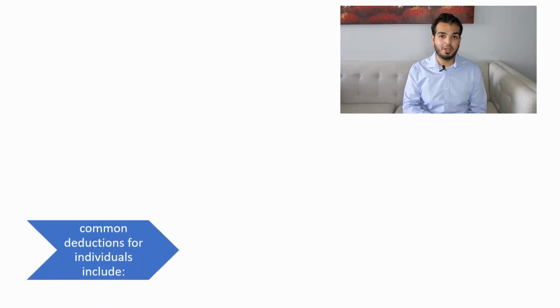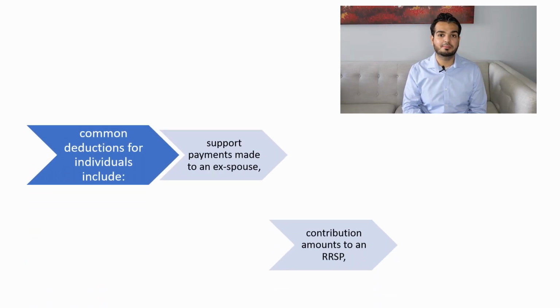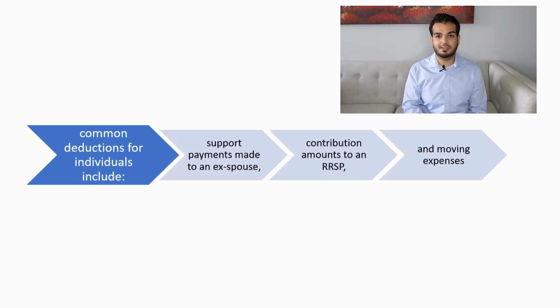Deductions are amounts that you can subtract directly from your income before having to pay any tax. There are not as many deductions available to individuals who earn employment income as compared to individuals who carry on a business. However, some common deductions available to individuals include support payments made to an ex-spouse, contributions made to an RRSP, and moving expenses if you moved more than 40 kilometers because of work.